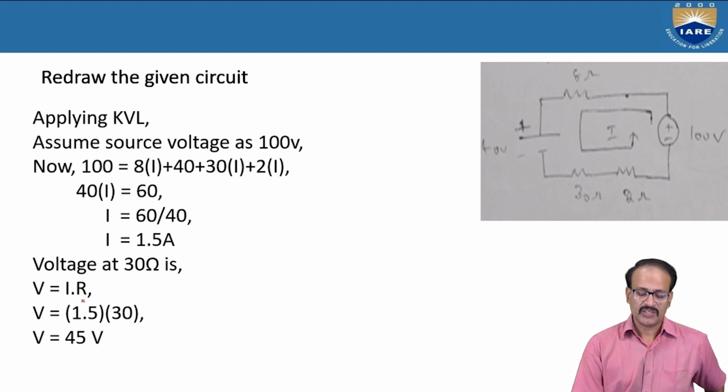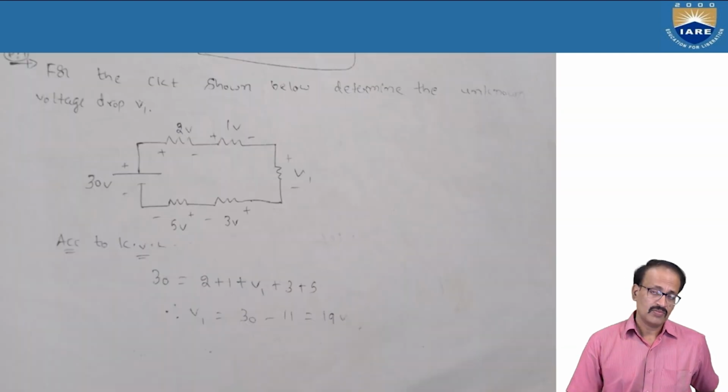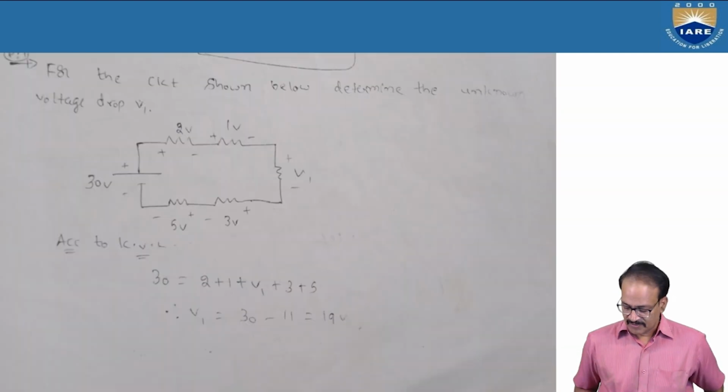So according to Ohm's law, V is equal to IR. We know the current, and the current will be the same at any place. He has asked for 30 ohms. So 1.5 into the resistance, which is 30, so that will get 45. Similarly, you can find it for any resistance in the circuit. And we will now see another thing.